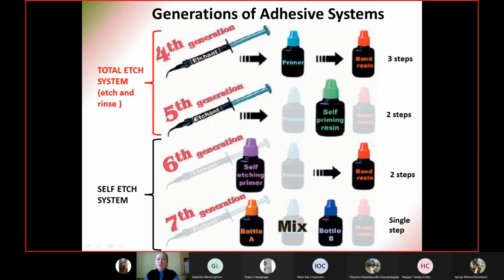In the fifth generation, we have etching gel and we have self-priming resin. It means that primer and bond are in one bottle. So we have 2 steps. It's faster than the fourth one.